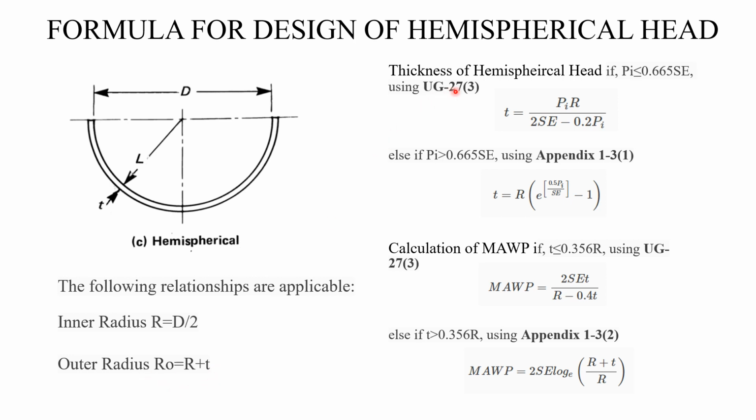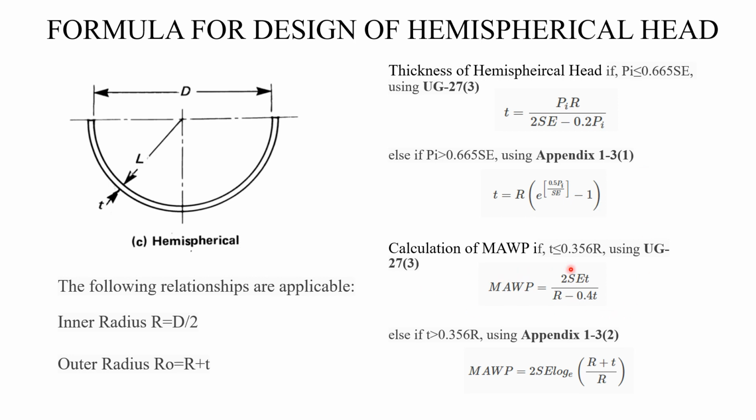So thickness of this hemispherical dish head, here we have condition if P is less than or equal to 0.665SE. In that case, you use UG-27 formula, that is T is equal to PR divided by 2SE minus 0.2P. Else, if P is more than 0.665SE, then use Mandatory Appendix 1-3, T is equal to R multiplied by exponential power of 0.5P divided by SE minus 1. This formula is same as a spherical dish head. If you go back and check, almost same as a spherical dish head.